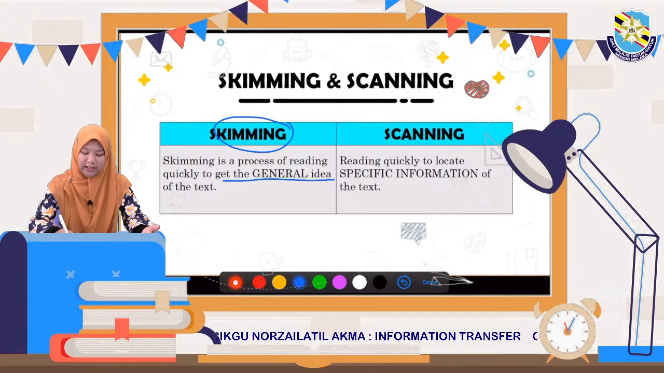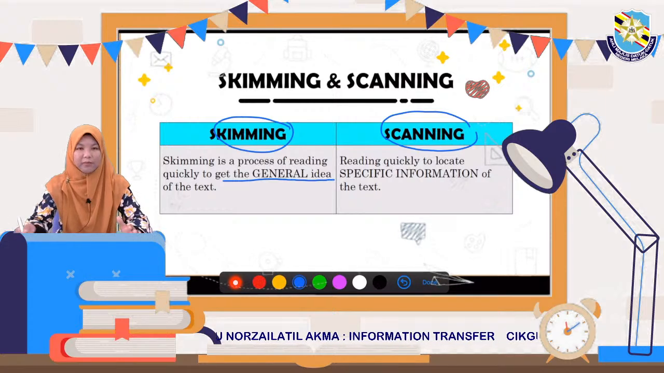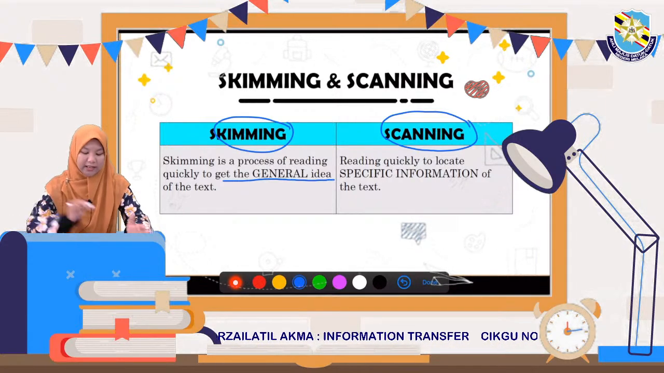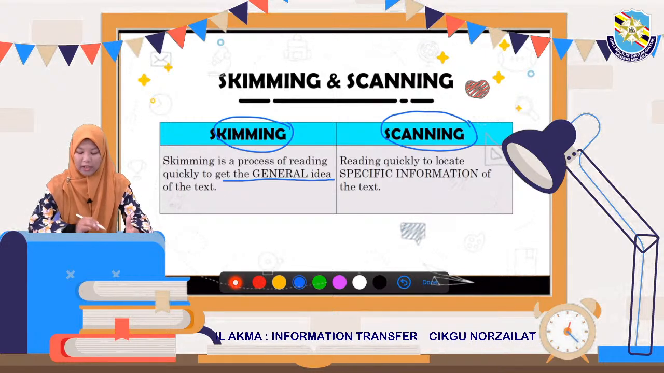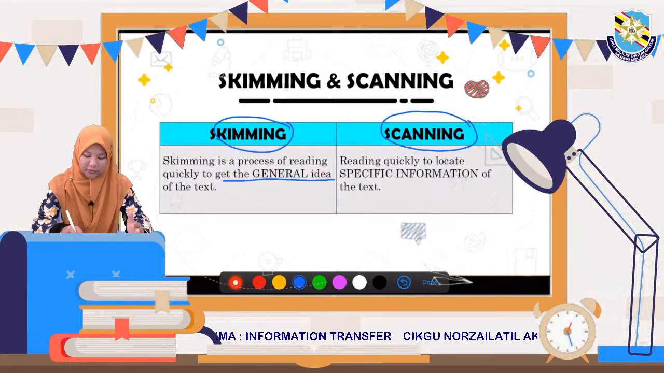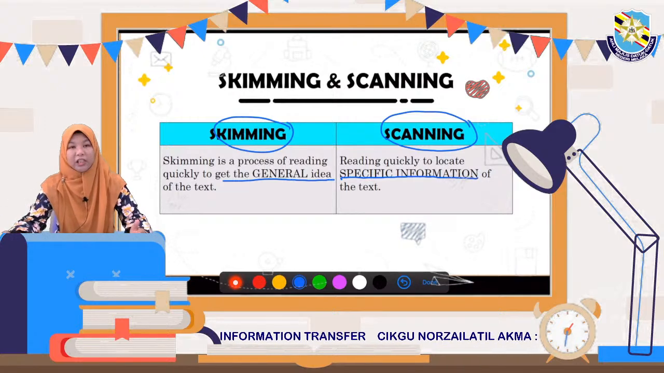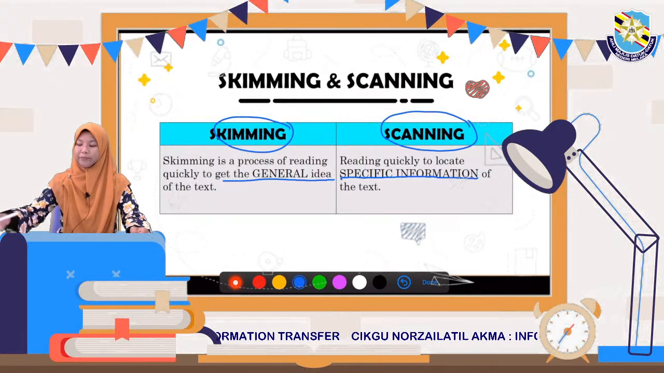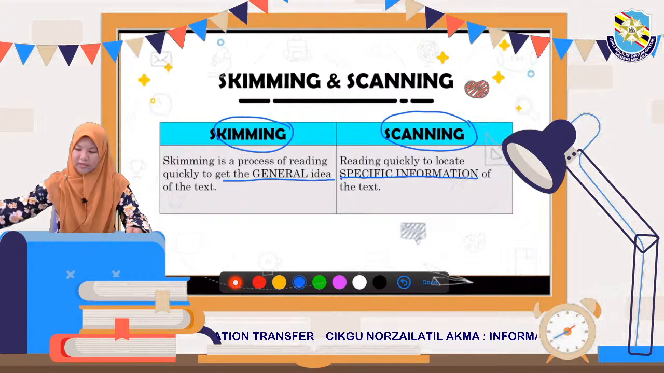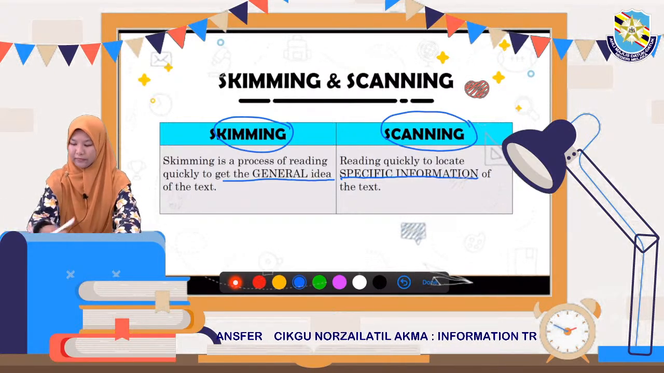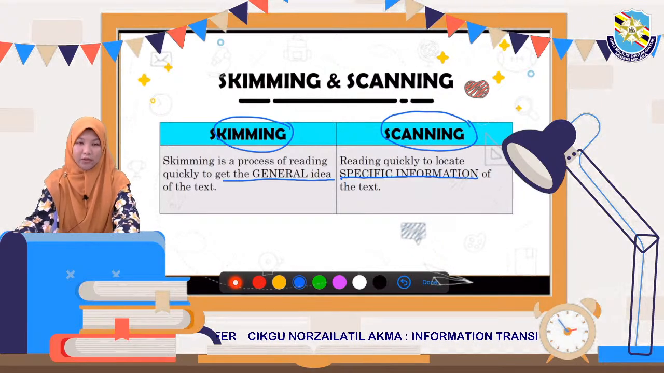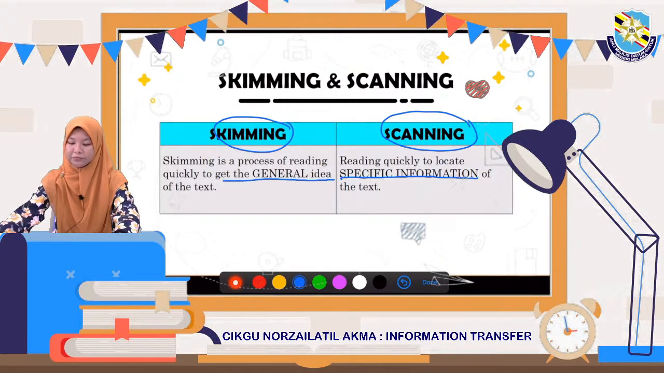The difference between skimming and scanning is that skimming is where you need to find general ideas, while scanning is where you need to locate specific information from the text. You might wonder how to do skimming and scanning. I will explain a little bit on that.